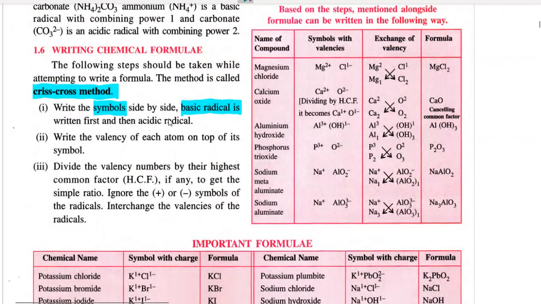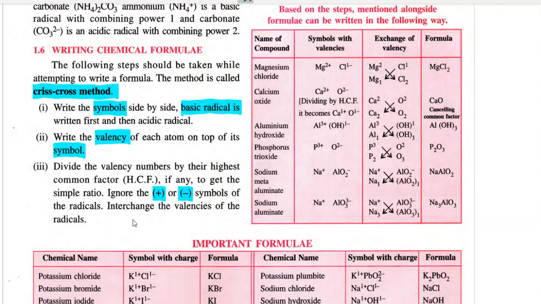The symbols with the positive ions first and negative ions after that should be written side by side. You have to write the valency of each atom on top of its symbol. So you have to write the ions with its valency. Divide the valency numbers by their highest common factor, if any, to get the simple ratio. I'm going to explain you this. Ignore the plus and minus symbol, because plus and minus symbols are simply for the loss or gain of electrons. They do not matter while writing the chemical formulae.